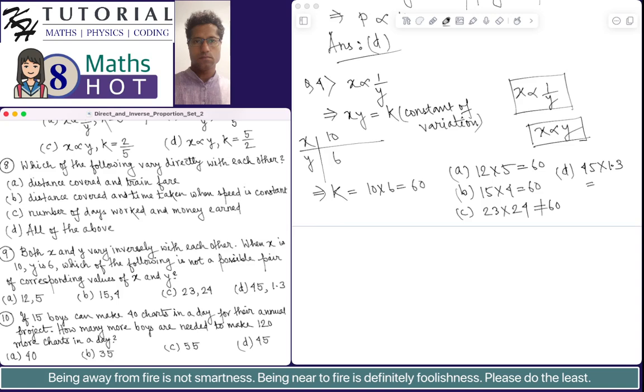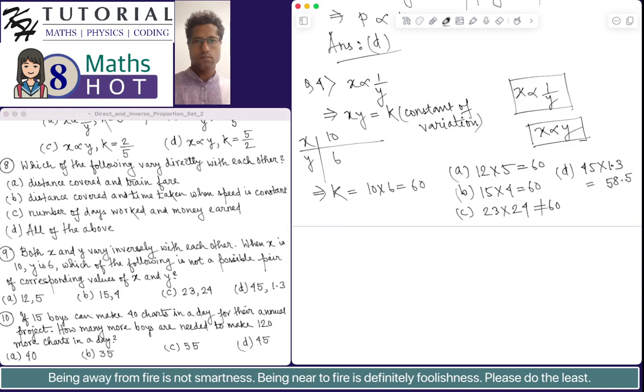Based on that, the constant of variation must be equal to 10 into 6, that is 60. A is okay. A, 12 comma 5, is a valid pair of corresponding values. Also for choice B, 15 and 4 is a correct pair. C is not, and choice D, 45 into, I am just using a calculator, sorry for this. What is 45 multiplied by 1.3? It is 58.5.